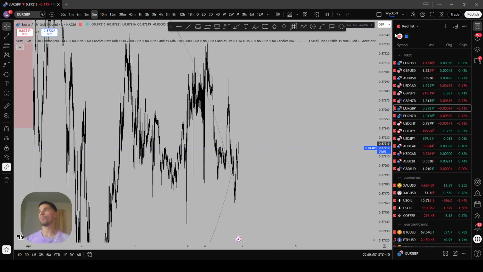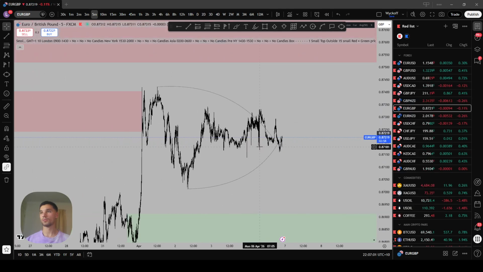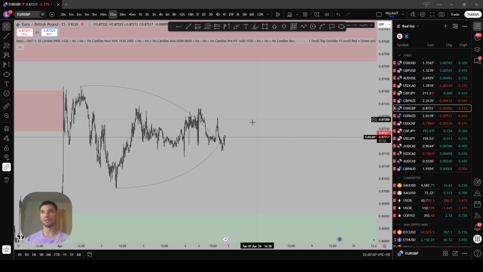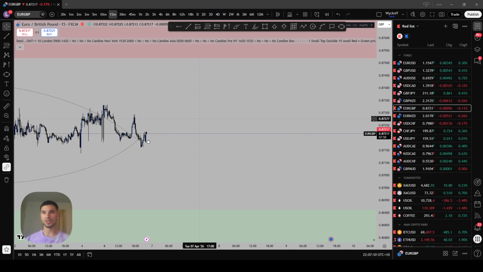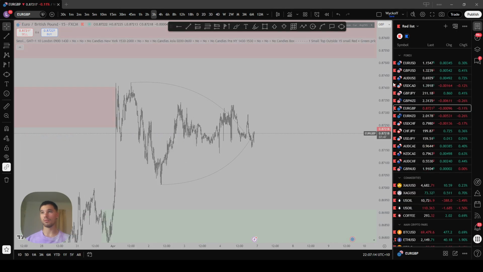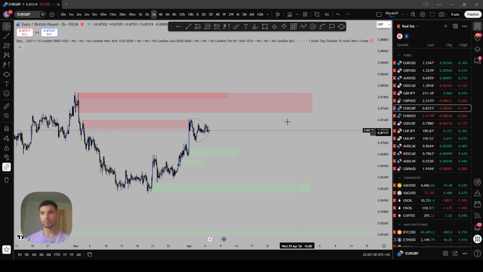Euro. This might be a very low time frame accumulation card, but same thing. It's not something I'd like to trade, so I will not bother. This is our range.